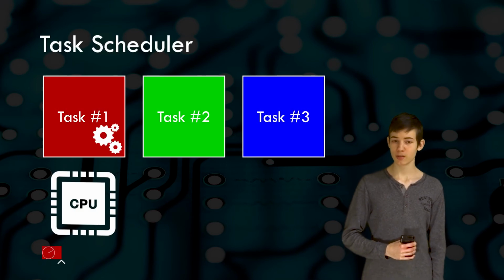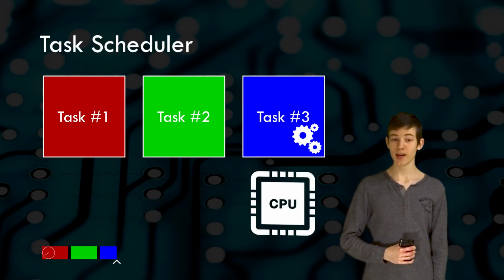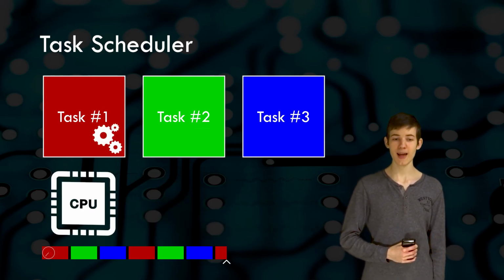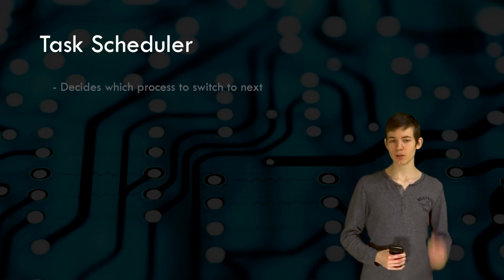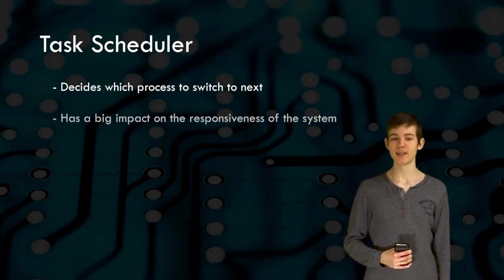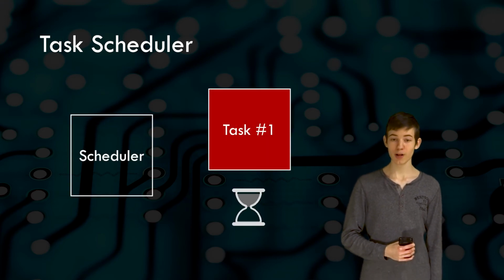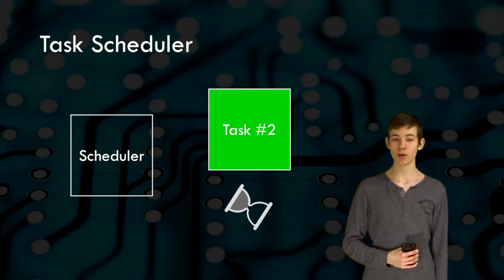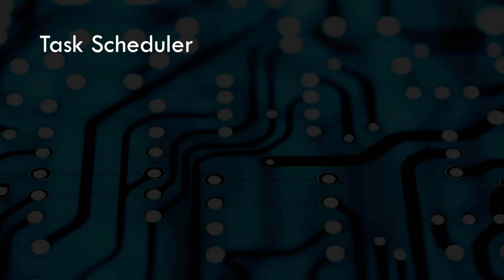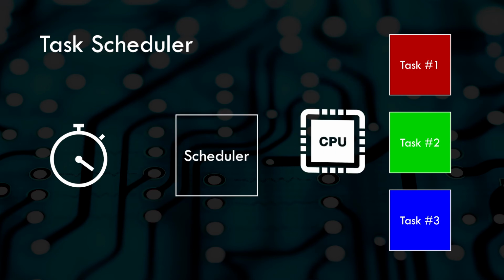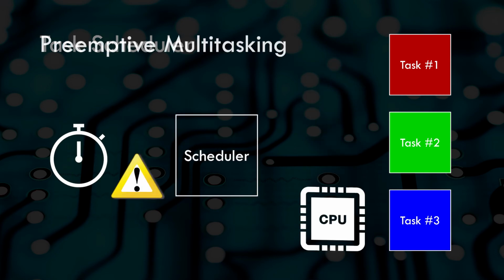Multitasking systems automatically divide the available processor time between multiple tasks thanks to the scheduler, the part of the OS that makes it possible to run processes seemingly simultaneously by switching between active tasks very quickly. The scheduler decides which process to switch to next, and it has a big impact on the responsiveness of the system. Moreover, it must preempt each process when its allotted time window is used up. To achieve this, the kernel uses a hardware timer that periodically triggers an interrupt, which in turn calls the scheduler. This is called preemptive multitasking.